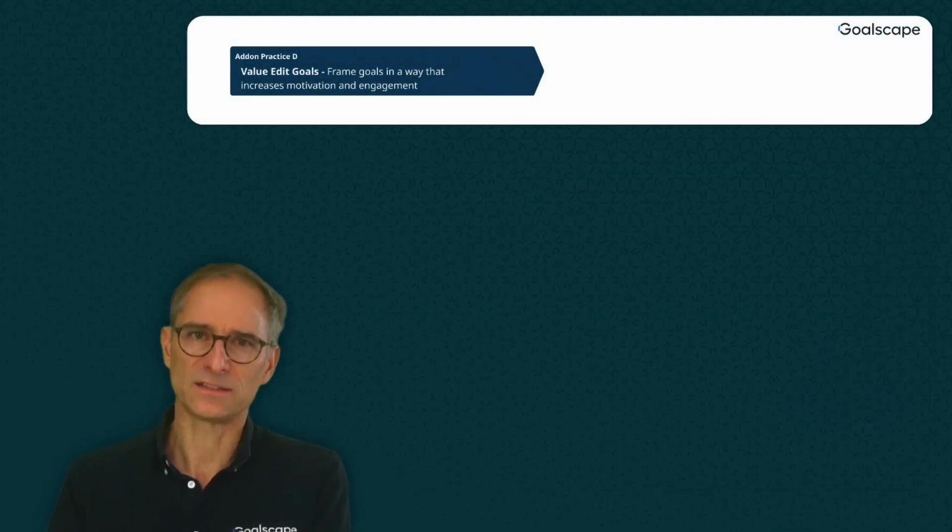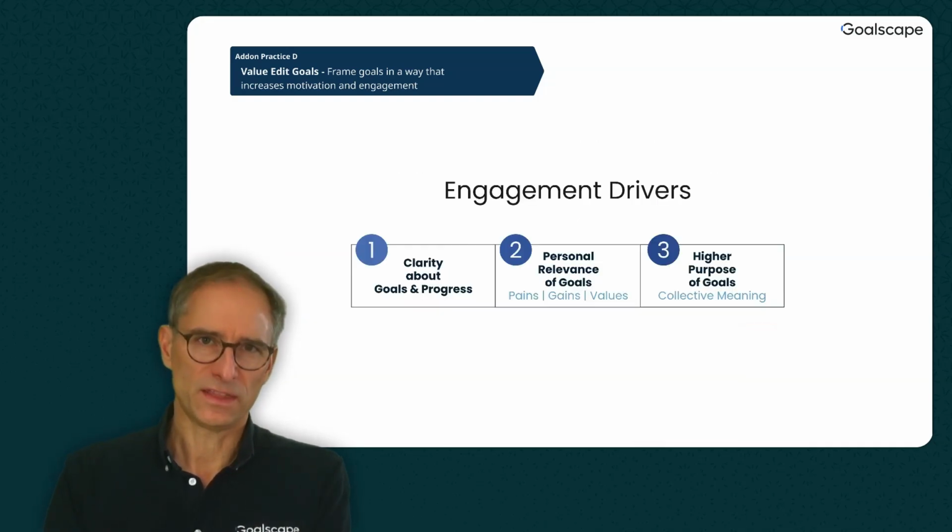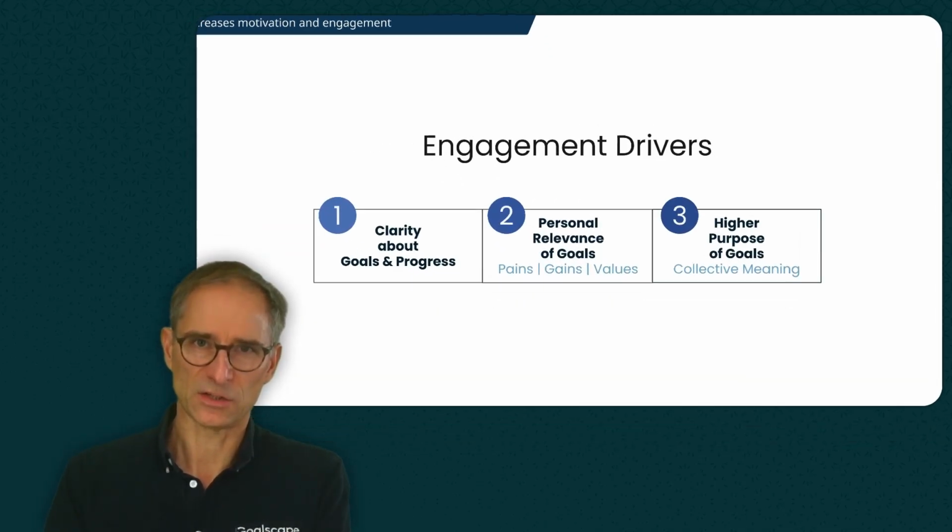Our final practice is about increasing engagement. First, let's look at the engagement ladder. Engagement ranges from actively disengaged to inspired. Most organizations sit too low on that ladder. Goalscape helps them climb it. Let's look at the 3 things that drive motivation and engagement.